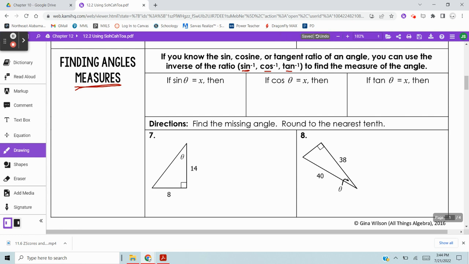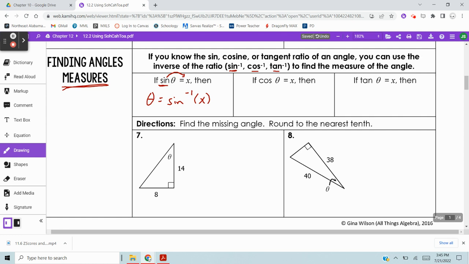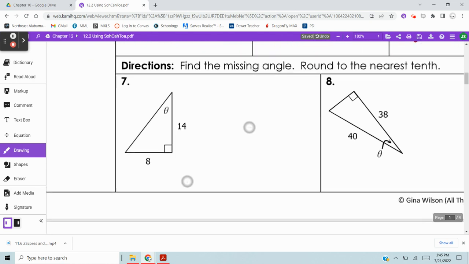Let's say, if you know the sine, cosine, or tangent ratio of an angle, you can use the inverse of the ratio, and we see the 3 inverses there, to find the measure of the angle. So here's what we know. If the sine of theta is x, then theta will equal the inverse sine of x. And again, all that means is if we wanted to move our sine to the other side, we simply do the inverse sine. And it's the same way with cosine and tangent. If we know cosine of theta is x, then theta would be the inverse cosine of x. Again, we're just moving it over. And to move tangent over, we would turn it to inverse tangent. And we're going to use this to actually find angle measures.